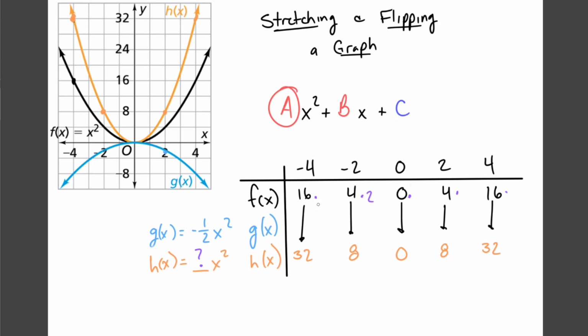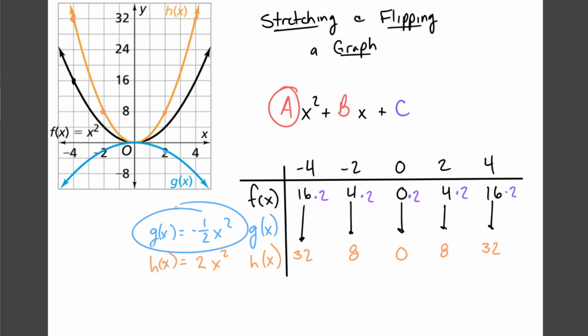16 times 2 also gives me 32. 0 times 2 gives me 0. 4 times 2 gives me 8 again. And 16 times 2 gives me 32 again. So this time, our coefficient is not 1/2, but instead 2. And there's our two equations.